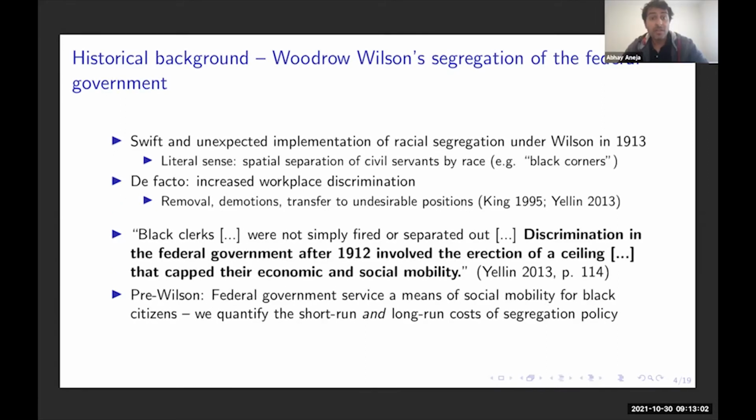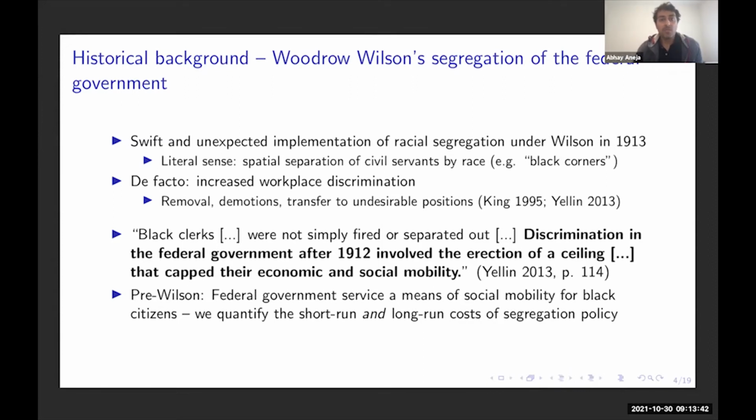Okay, so just a little bit on the context for our study. Before Wilson assumed office, the federal government was one of the opportunities for relative, at least, economic mobility for Black Americans. Unfortunately, this changed when Wilson was elected president in 1912. One of his first domestic acts was to separate the federal workforce by race, and the way he did this, at least our interpretation or our read of the history, is that he did this by essentially ordering his cabinet appointees to carry out this sort of executive policy.